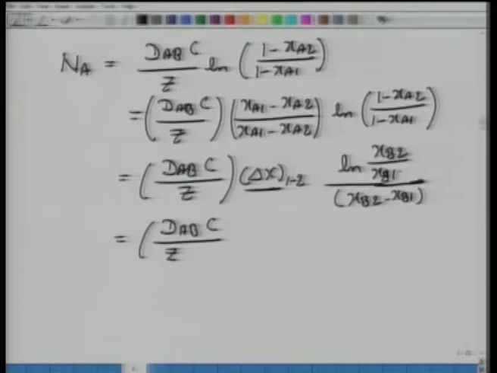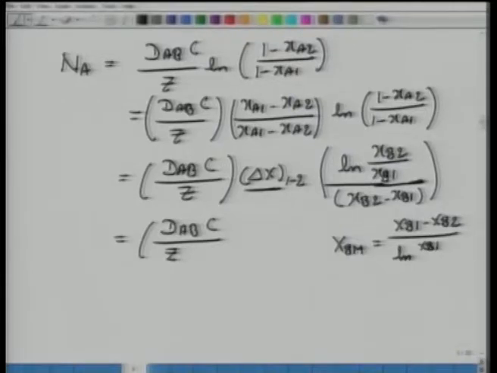into ln. If you try to recognize this term here, we have XB2 minus XB1 over ln, a quantity like this, we call it XBM. It's a logarithmic average, which is nothing but XB1 minus XB2 over ln XB1 over XB2. So just like we have an arithmetic average or geometric average or harmonic average, we have been able to obtain an expression for diffusion flux of A when B is stagnant in terms of known quantities and concentration difference. We have XBM here. Okay.